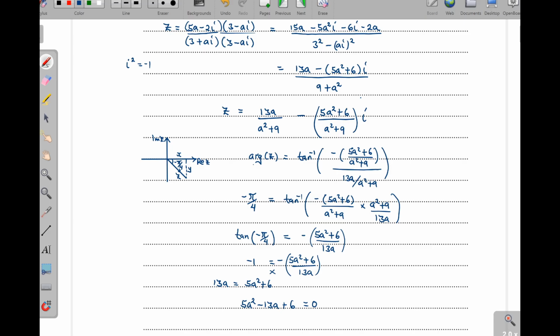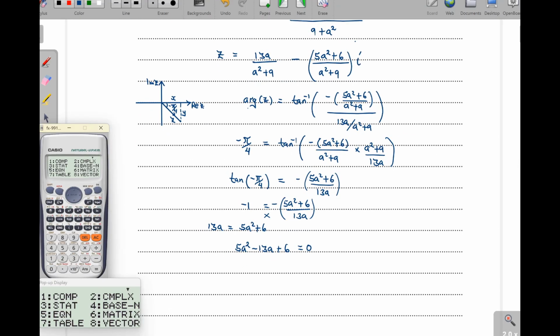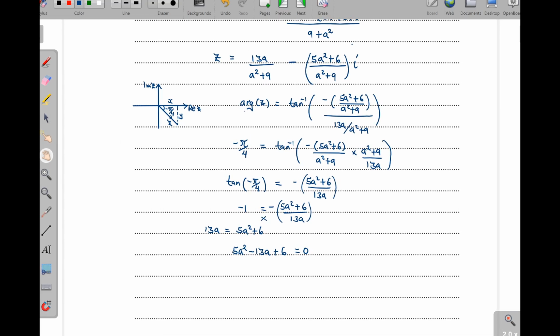Then we can solve this quadratic. Let's see whether this one is factorizable. The quadratic is 5a² − 13a + 6, so we get 2 and 3 over 5. I will skip some space, and then I write a is equal to 3 over 5, and a is equal to 2. We need to get the factors from which these roots come.